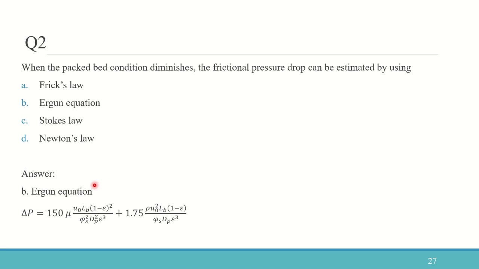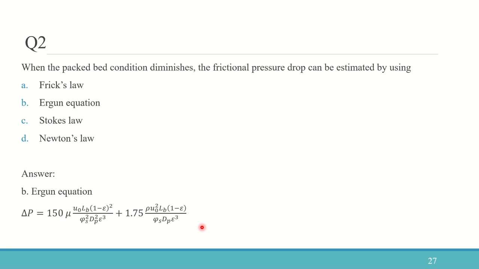Ergun's equation is: delta P equals 150 mu u naught L_B (1 minus epsilon) squared divided by phi_s squared d_p squared epsilon cubed, plus 1.75 rho u naught squared L_B (1 minus epsilon) divided by phi_s d_p epsilon cubed. This is the formula we used in today's class to get the pressure drop value. So when packed bed condition diminishes, frictional pressure drop can be estimated using Ergun's equation.